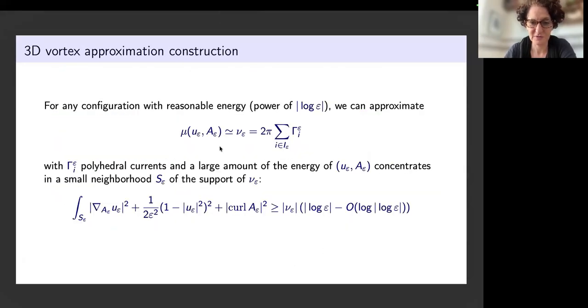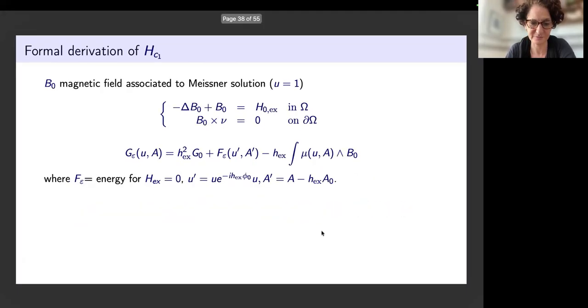Okay, so this is an equation for what I was saying. The vorticity mu of (u, A), you will approximate it by 2 pi times the sum of polyhedral currents, and the energy will be bounded in terms of the mass of that current, which is this approximation, up to some quantitative error, which is relatively small relative to the leading order log epsilon.